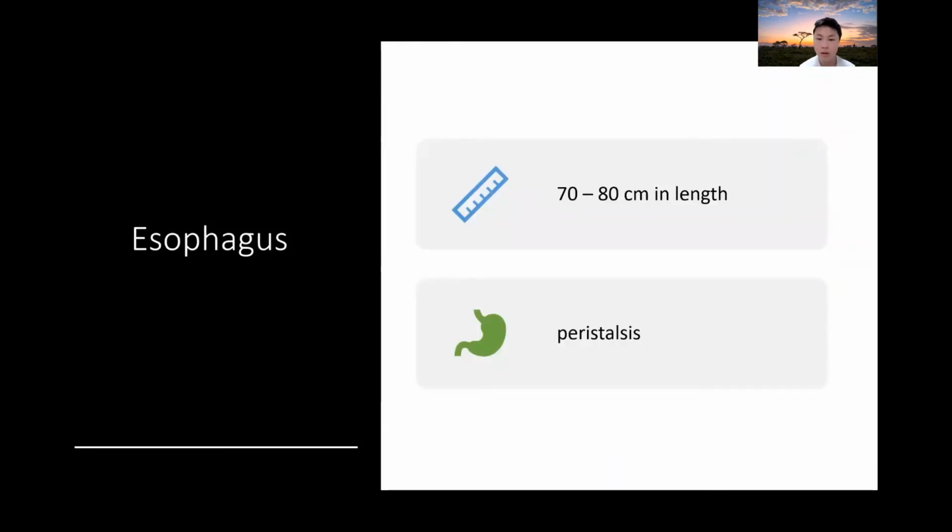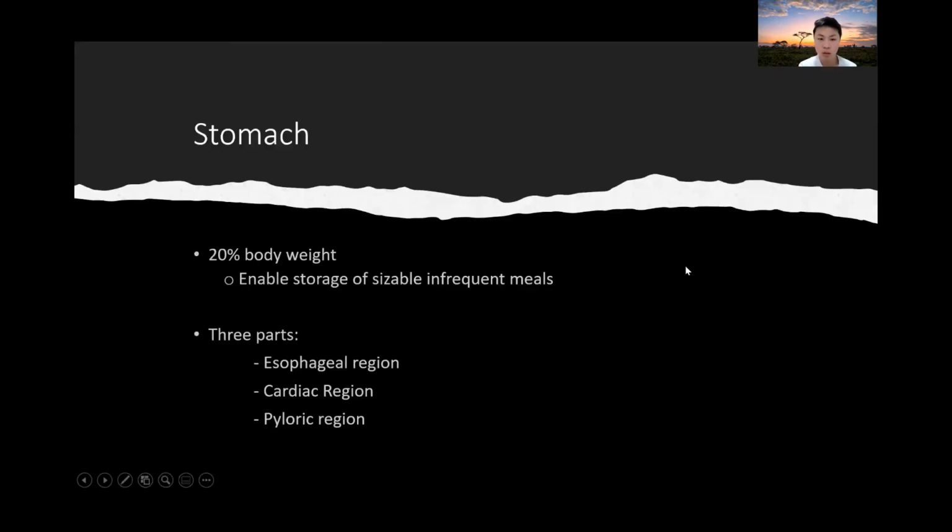Digestive system. The esophagus. The esophagus uses peristalsis to push food downwards. And the major difference in the esophagus is that it is longer. It is 70 to 80 centimeters in length, while a human's is around 30. The stomach. The stomach is about 20% of their body weight, and it enables storage of sizable and infrequent meals.